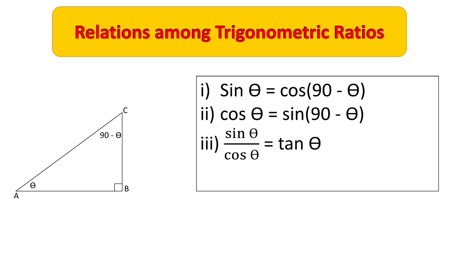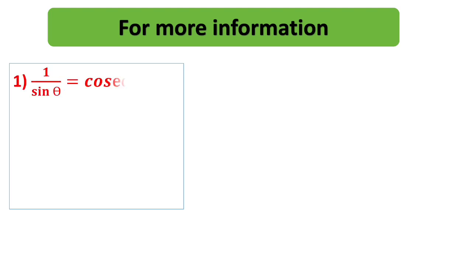The third one is sin theta upon cos theta equals tan theta. These are the ratios which we can ask you in MCQ form. And the last one is tan theta into tan (90 minus theta) equals 1. So here are the four relations among the trigonometry ratios. Now children, for more information we are going to study first 1 upon sin theta equals cosec theta.